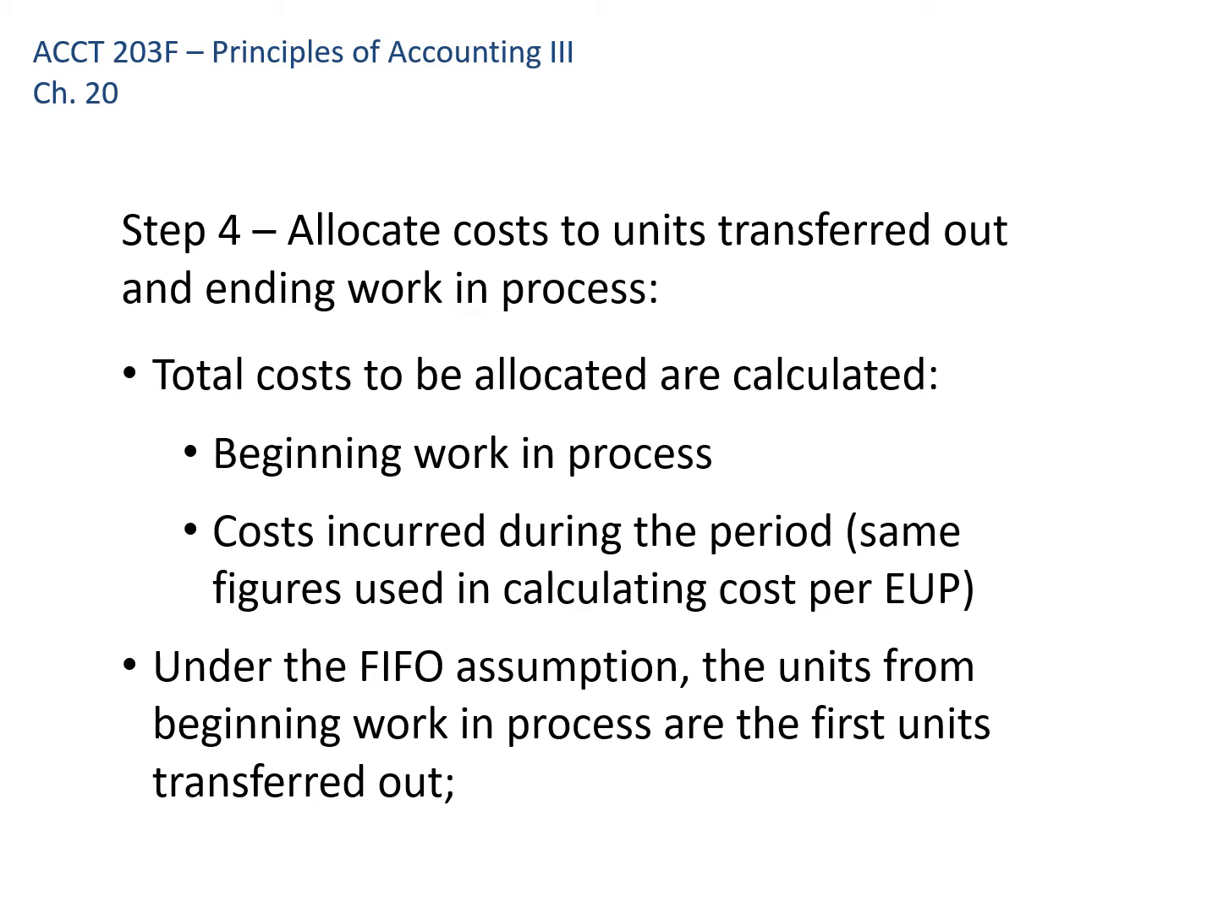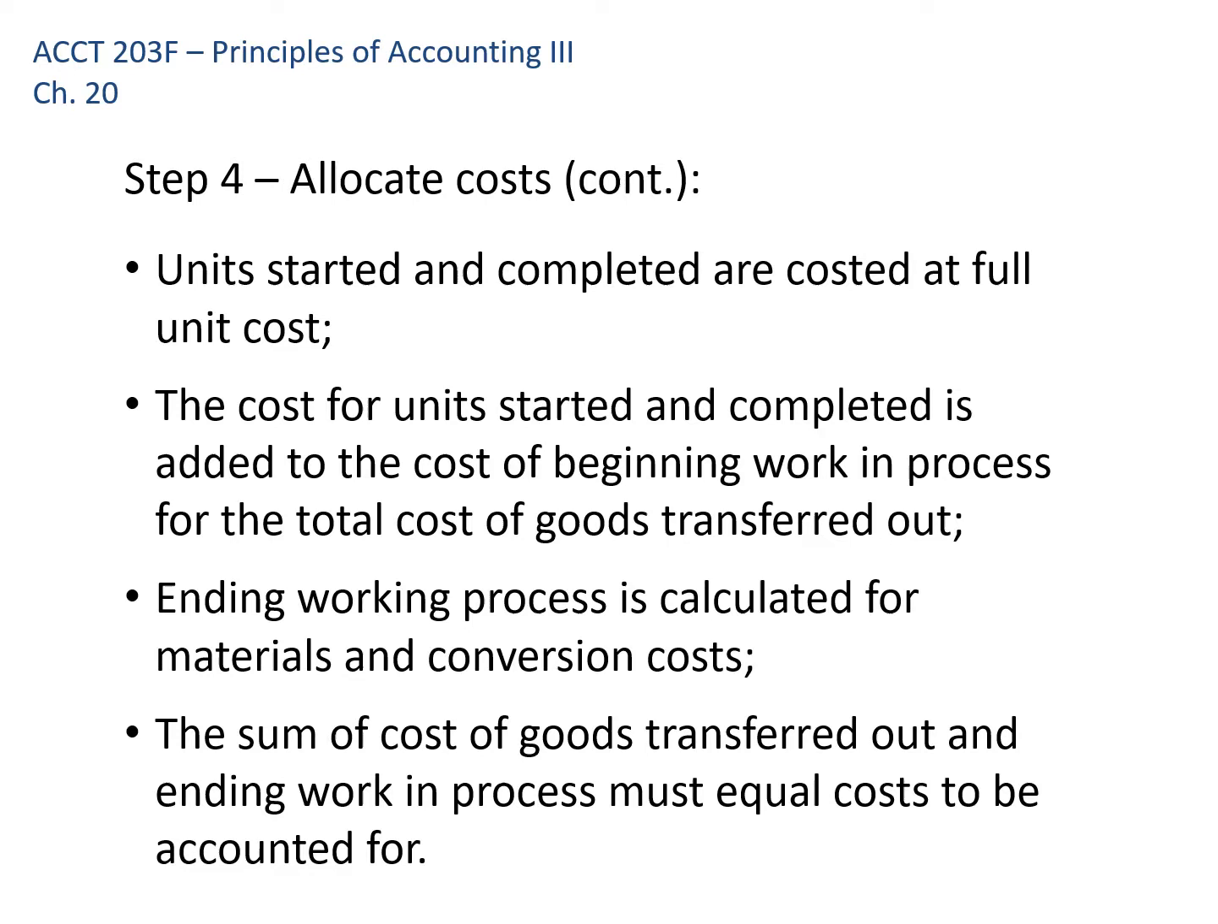Okay. So under the FIFO assumption for how we're doing this, we're going to assume that the units in beginning work in process are going to be finished and transferred out first. So those will be the first units of what we transfer out, followed by units that we start and finish during the period. So units that are started and completed during the period are costed at full cost. The cost for the units that are started and completed is added to the cost of the beginning work in process for the total cost of goods transferred out.